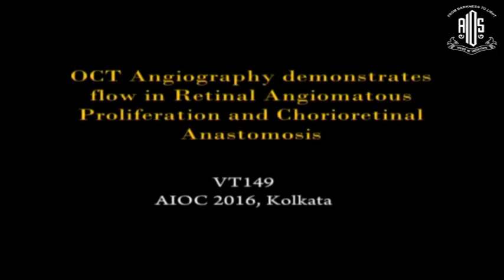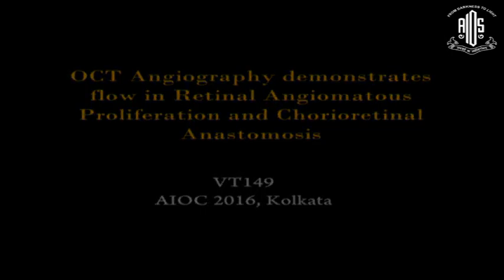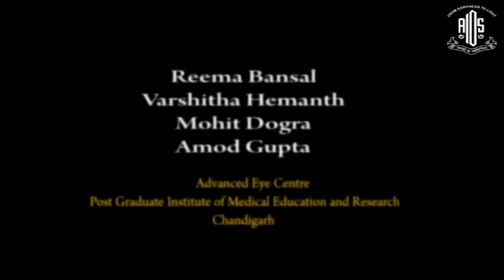OCT angiography demonstrates flow in retinal angiomatous proliferation and chorioretinal anastomosis. Anastomosis with type 1 neovascularization by abnormal vessels from the retina may manifest as type 3 neovascularization, that is, retinal angiomatous proliferation or RAP, or chorioretinal anastomosis. We present 3 such cases in which OCT angiography demonstrated flow within the anastomotic networks.